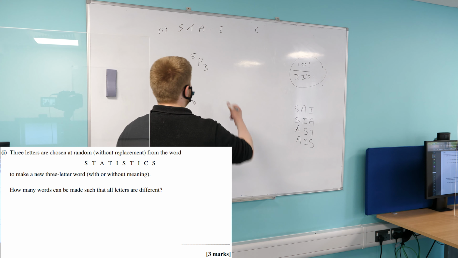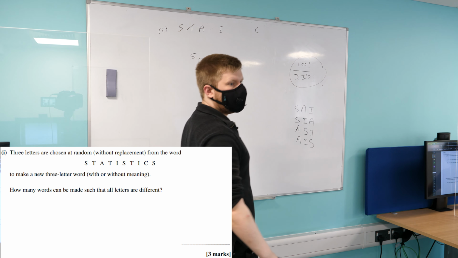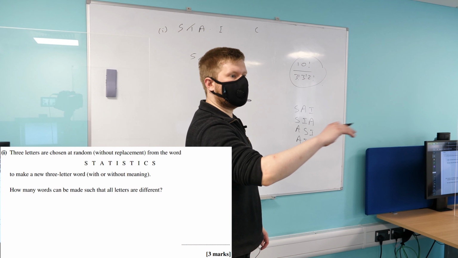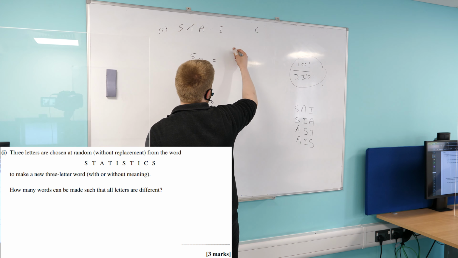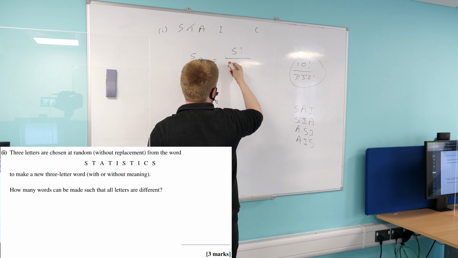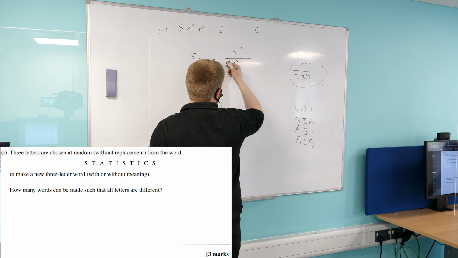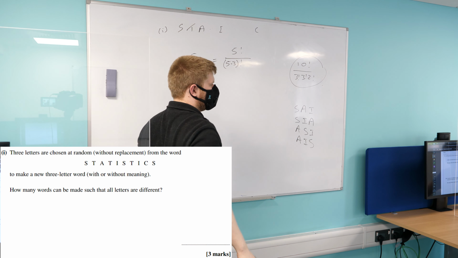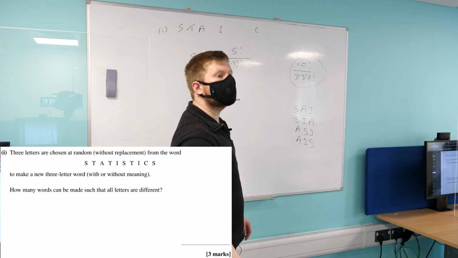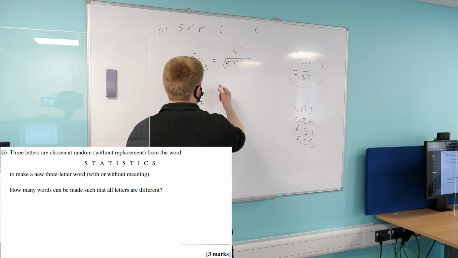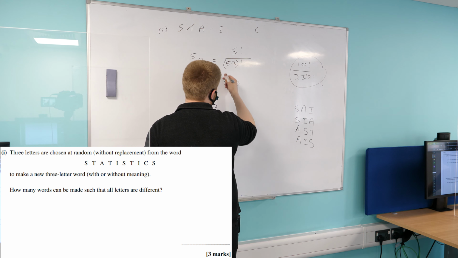If you wanted to calculate this, your calculator may have a button which does it. Otherwise, you could use 5 factorial over 5 minus 3 factorial, like so. Was it, sorry? 60. 60. Yeah.